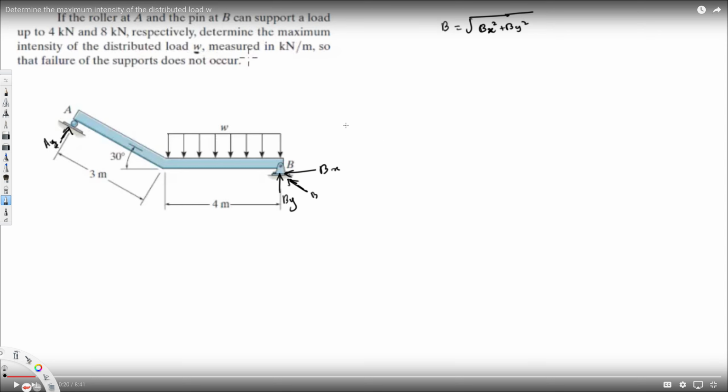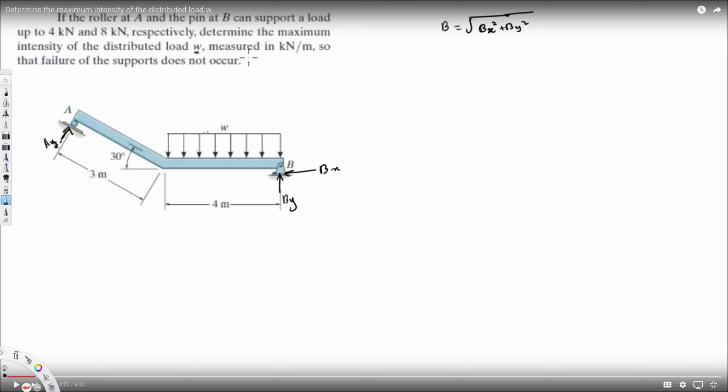So first of all, let's see what we can solve. In this case, we have three unknowns, too many unknowns here. Like Bx, we don't know Bx, we don't know By. So we have By unknown, Bx unknown, and Ay unknown. I can take the moment around B to cancel these two, but before I do that, let's see this one.